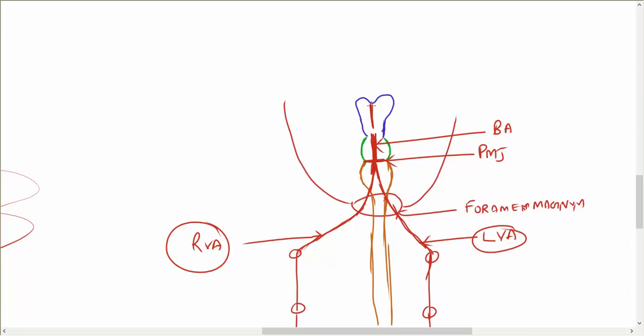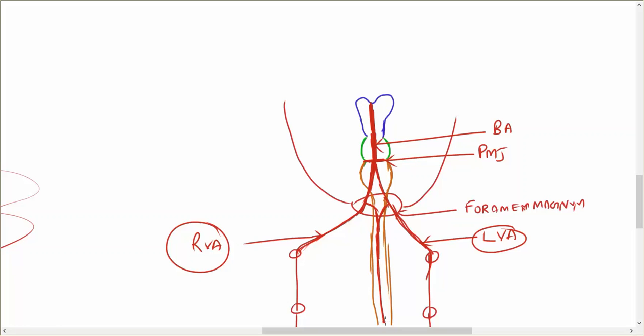Then they go till the end of the midbrain. Okay. So now this is how the vertebral artery enters the foramen magnum and forms the basilar artery. While entering the foramen magnum, they give two branches which come down the foramen magnum and they join together and form the anterior spinal artery.